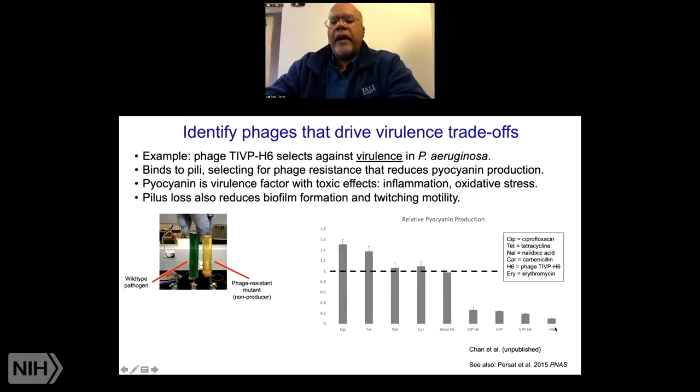So all in all, what we have here is good evidence that H6 is a great phage to do this and can work well in combination with erythromycin. It can even work well in combination with Cipro because you'll see that the deleterious effects of Cipro go away in that circumstance.